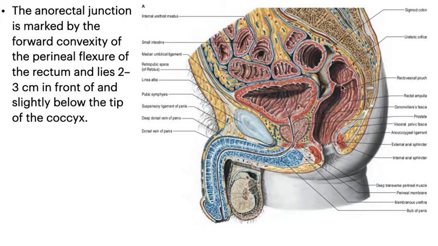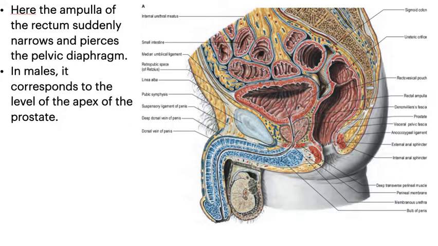The anorectal junction is marked by the forward convexity of the perineal flexure of the rectum, lying 2 to 3 centimeter in front and slightly below the tip of the coccyx. Here, the ampulla of the rectum suddenly narrows down and pierces the pelvic diaphragm. In males, this corresponds to the level of the apex of the prostate.